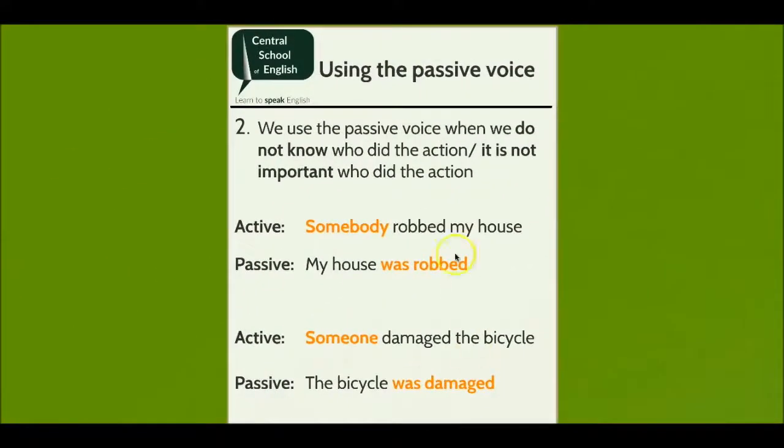We can also use the passive voice when we do not know who did the action, or when it is not important who did the action. In the active voice, we can say, "Somebody robbed my house." However, we do not know who that person was. In this case, we can use the passive voice. We can say, "My house was robbed."